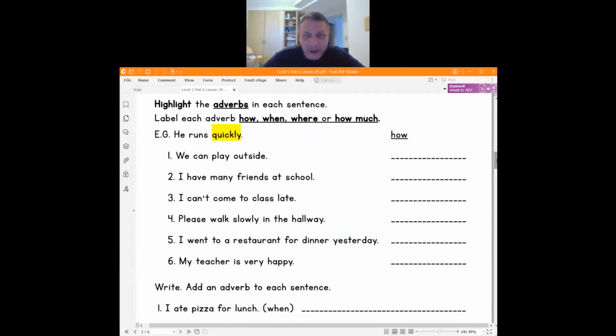Now let's take a look at this page. It says highlight the adverbs in each sentence. Label each adverb how, when, where, or how much. And they did an example for us. Casper, please read the example. One more time, Casper, I don't hear you. Oh, maybe his microphone is not working. How about Miffy? Miffy, please read the example.